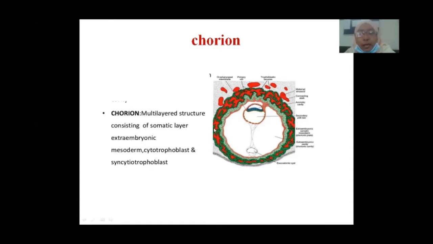In this picture, this is the chorion. It consists of three layers: the dark greenish color cells are the syncytiotrophoblast, the light green color cells are the cytotrophoblast, and beneath, the red color area is the extraembryonic mesoderm. So all these three layers form the chorion. This is the multi-layered structure, the chorion.